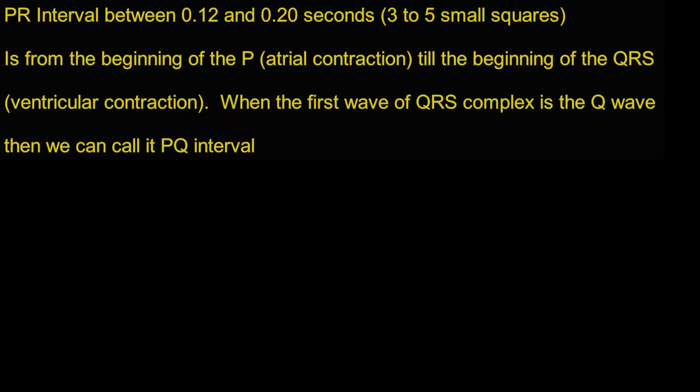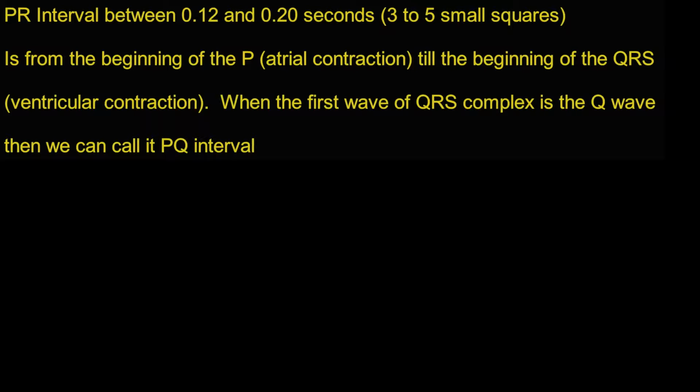Next, we need to know about the PR interval, the QRS duration, and the QT interval. These three intervals are very important because in different disease conditions, the intervals can prolong or shorten. So it is very important that you should know the normal range, and it is always a range. It is not a particular number where you can say above this it is prolonged or below this it is shortened. It is always a range.